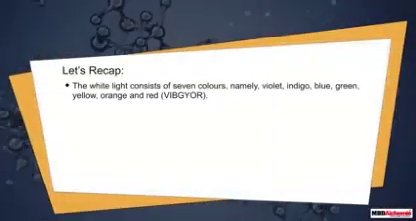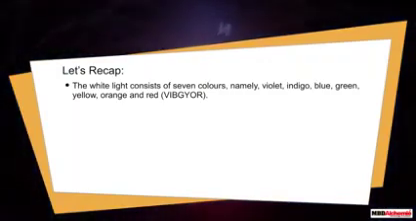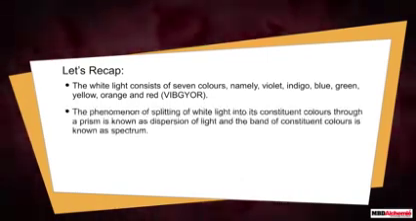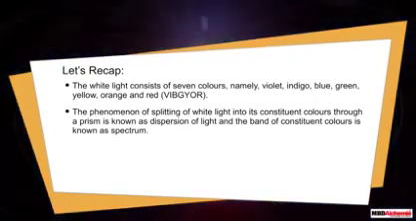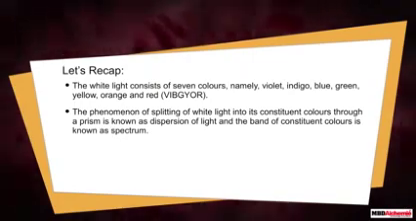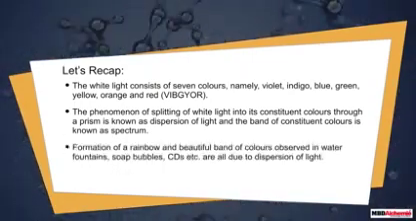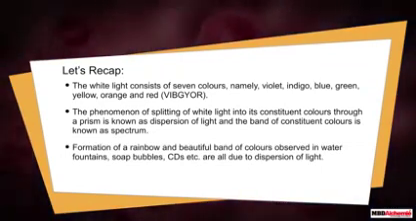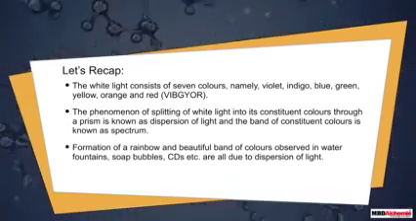The white light consists of 7 colors, namely violet, indigo, blue, green, yellow, orange and red, VIBGYO. The phenomenon of splitting of white light into its constituent colors through a prism is known as dispersion of light, and the band of constituent colors is known as spectrum. Formation of a rainbow and beautiful band of colors observed in water fountains, soap bubbles, CDs, etc. are all due to dispersion of light.